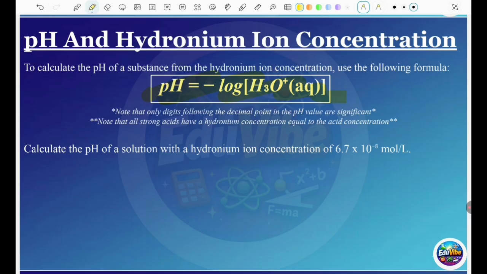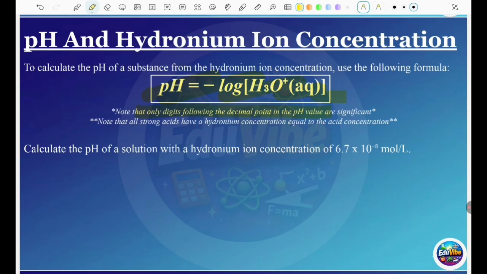So if they give us the hydronium ion concentration, which is H3O positive aqueous, you can find the pH by this. In the calculator, you have the log sign. So you put the minus, then the log button, then put the value of the concentration of hydronium ion. Then whatever the answer is, that's your pH. Sometimes the significant figures are made very complex in this. So note, only digits to the right of the decimal point in the pH value are significant. I will tell you how it works.